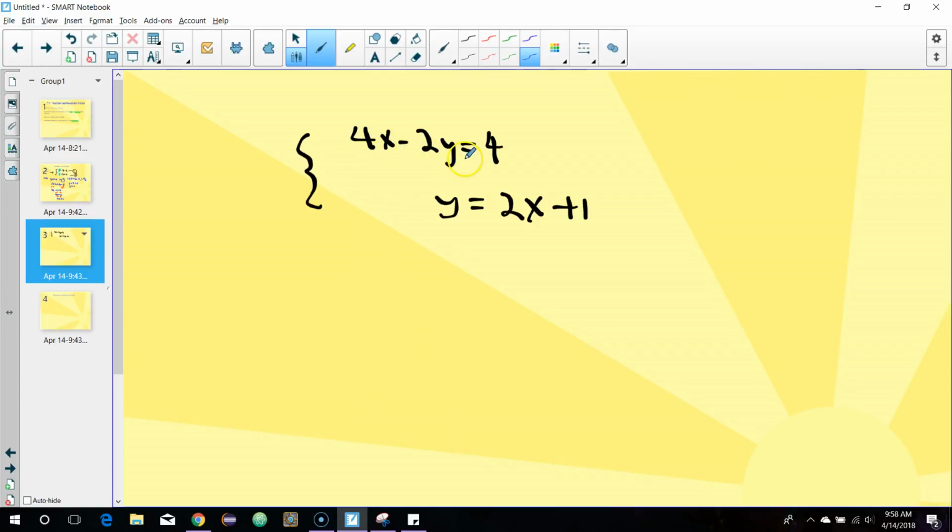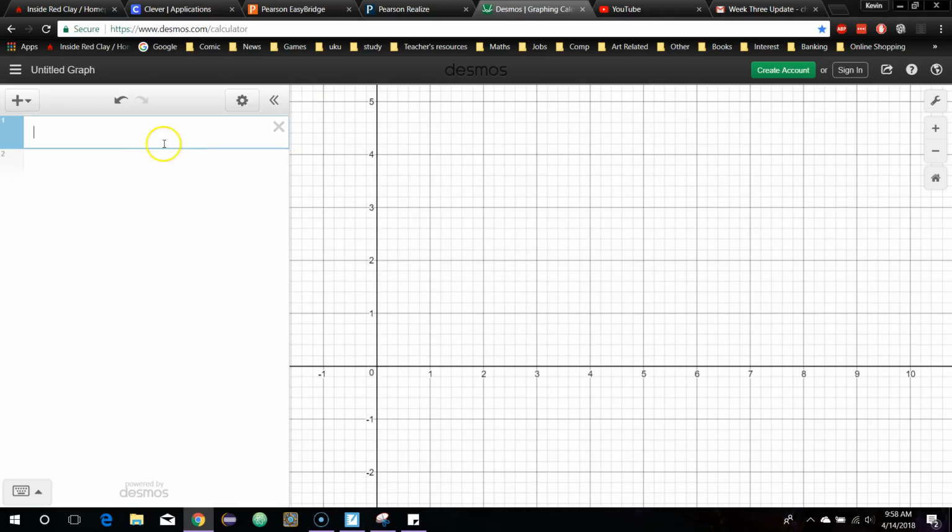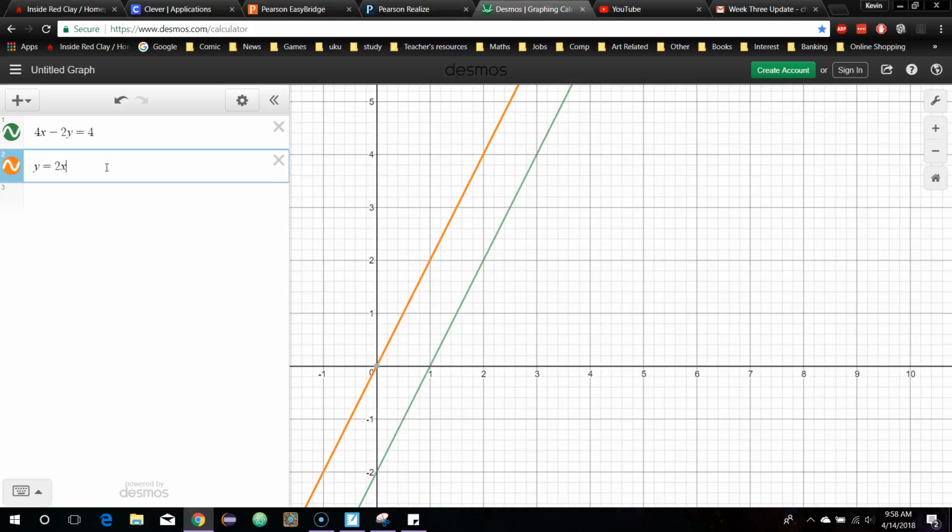4x minus 2y is equal to 4, y is equal to 2x plus 1. I'll draw it out again and see what's going on. 4x minus 2y, I think, is equal to 4. y is equal to 2x plus 1.